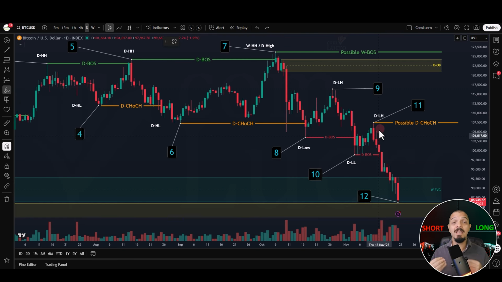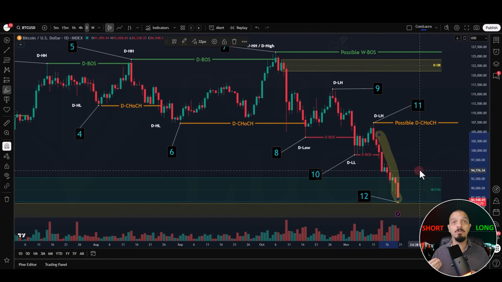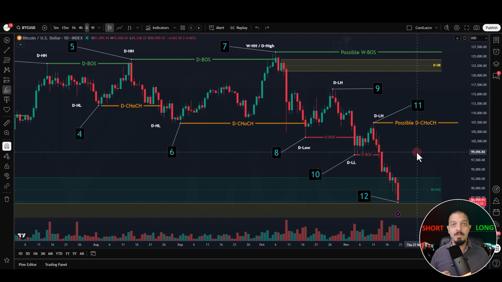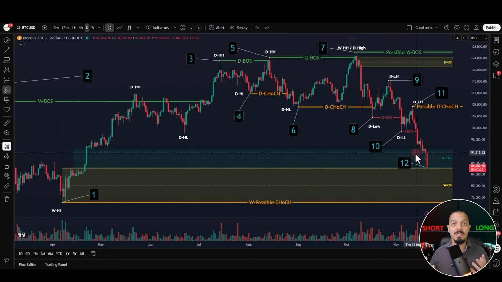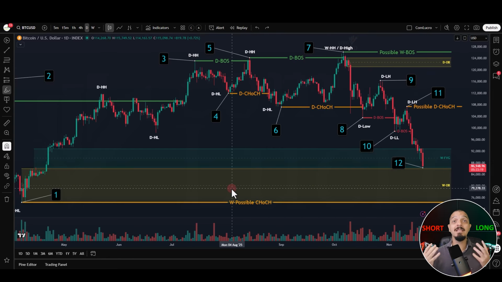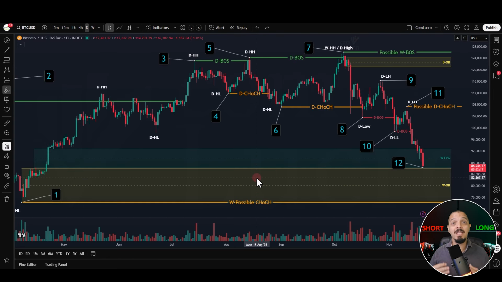Step 12. Price moves down again and breaks below the swing low formed after the retracement at step 11. This confirms another daily break of structure to the downside. The daily bearish trend continues cleanly. At the same time, price is now trading inside the weekly fair value gap left behind by the bullish weekly leg from step 1 to step 7.